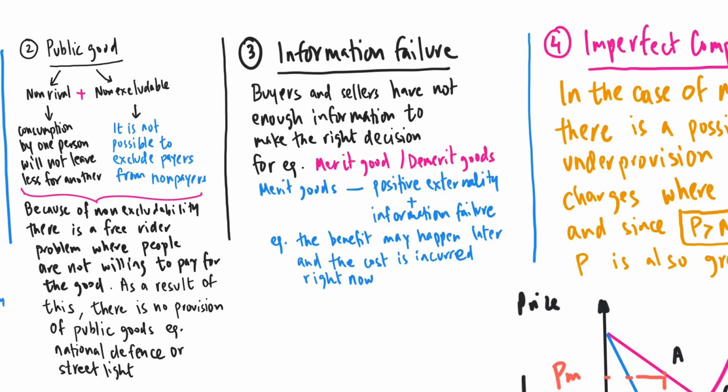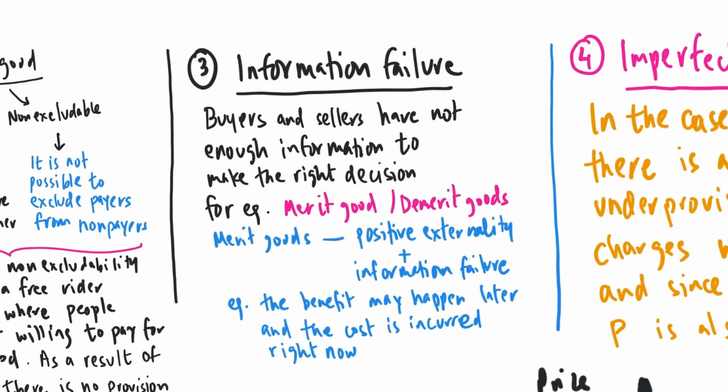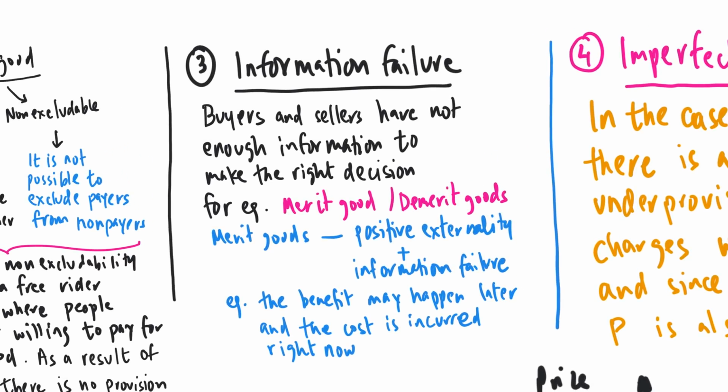The information failure happens because people may not have enough information about the production or consumption of goods. They may not be able to make the right decisions. Producer may not know what consumers are willing to pay, and consumers may not want to reveal that. And similarly, consumers may not know the right quality or the right benefit of a good, and they may under consume or sometimes over consume a good in the case of demerit goods.